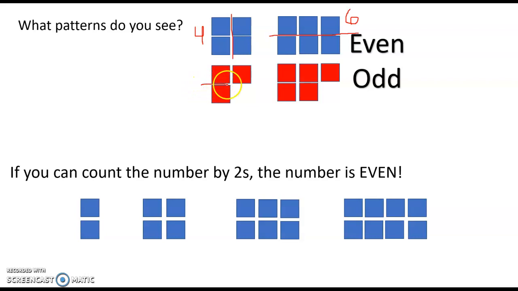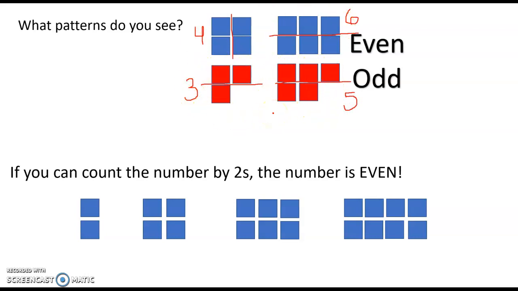Coming down here, my red squares, if I try to break this into two equal groups, I end up having 2 and 1. So 3 is an odd number. And then here I have 5. My group ends up having 3 and 2. So 5 is odd. Take a look at these groups and see if you notice any patterns.